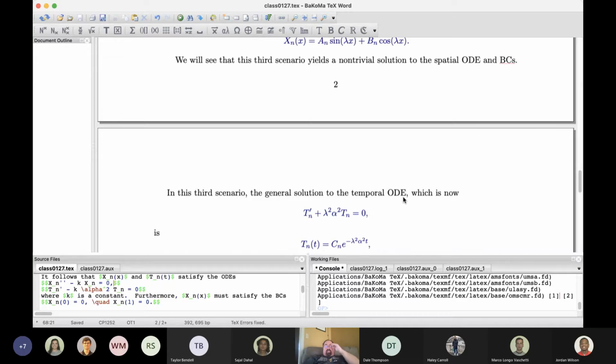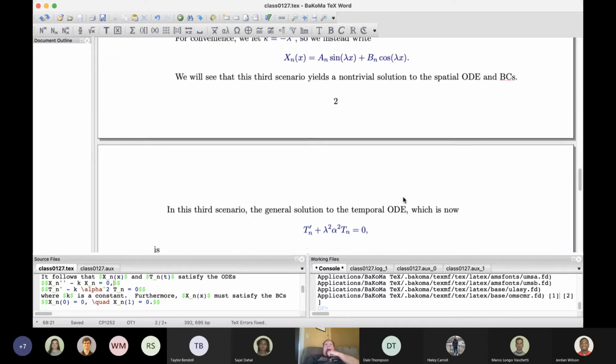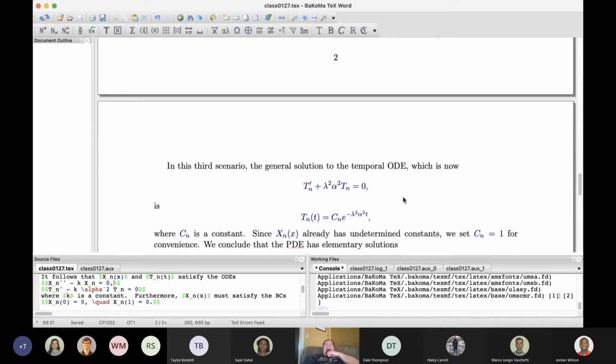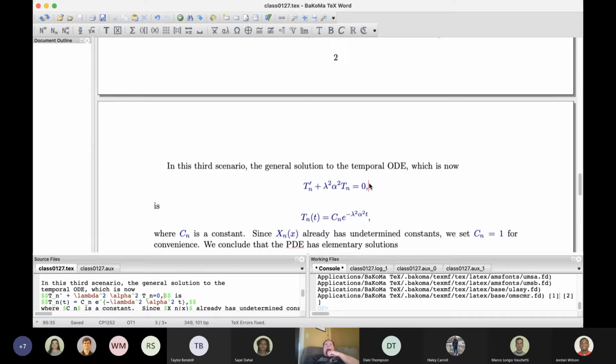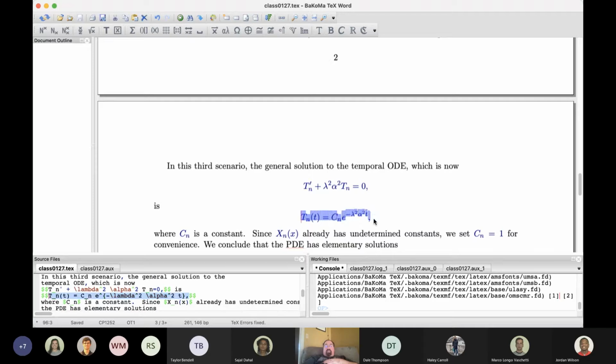Now, before I get to that, if k is equal to minus lambda squared, this is the ODE that we have in time. So we have to solve this also. So here, this equation is a linear and also separable ODE. Again, something you would have learned from your intro course on ordinary differential equations. This is a solution in that case, where Cn is some arbitrary constant.